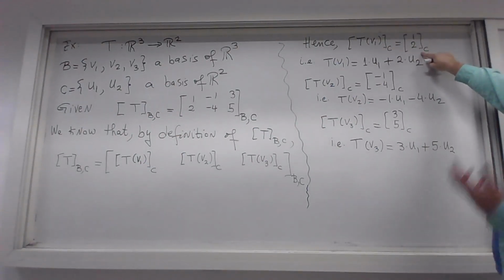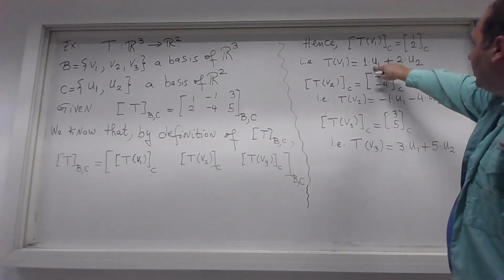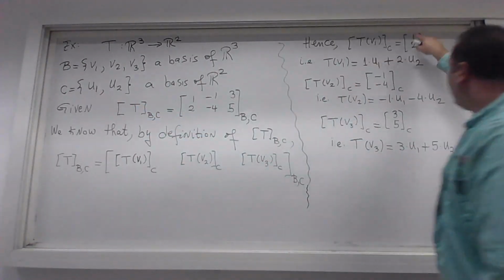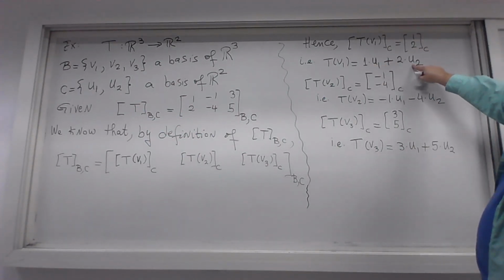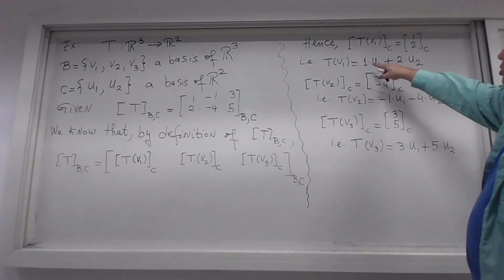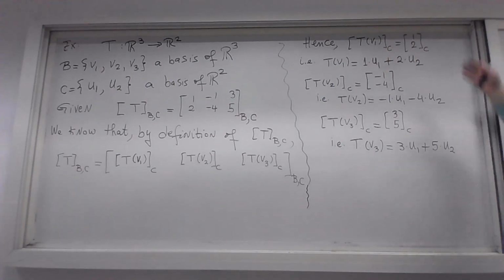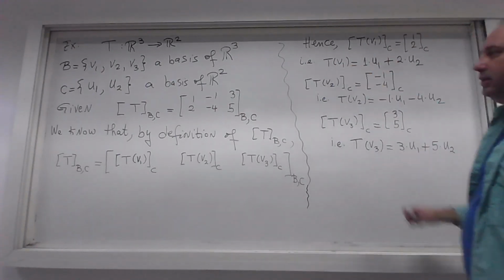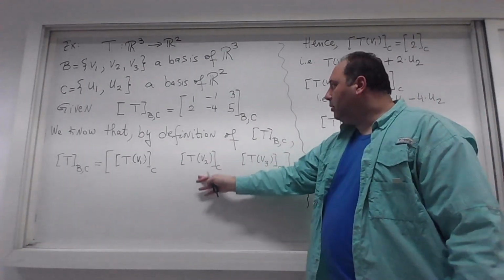What does this mean? By the definition of coordinates, it means that this thing represents 1 times the first basis vector. We have basis vectors u1 and u2 in basis C. So it's 1 times the first basis vector from basis C plus 2 times the second. That's what it is. So we have those vectors eventually, and we are going to be able to compute this and get an answer here. So this answer will be a vector that is the image of V1 under the action of linear transformation T. Second column is equal to this.